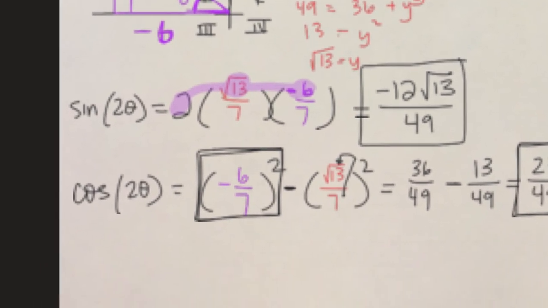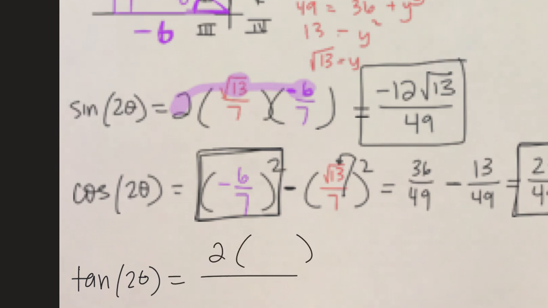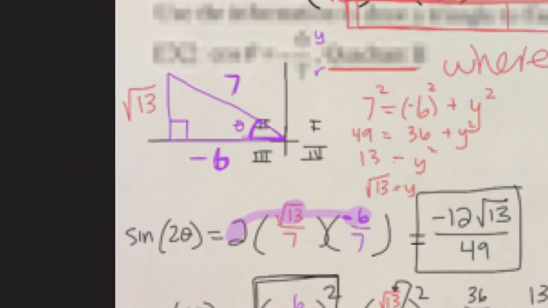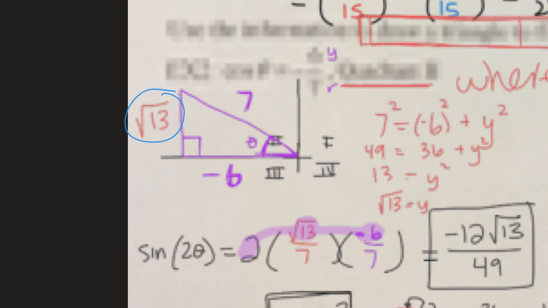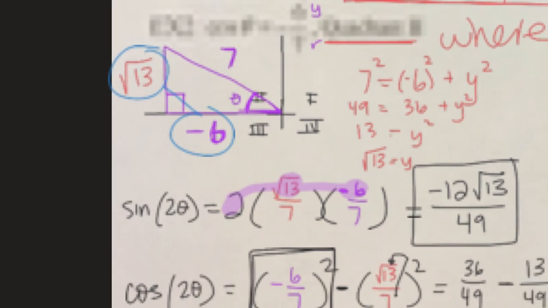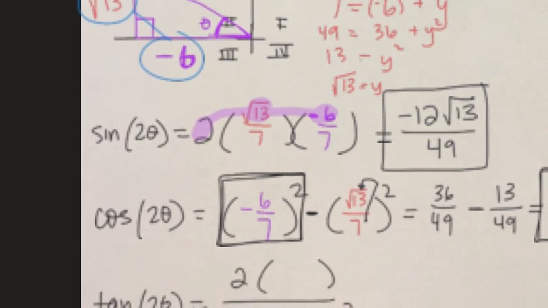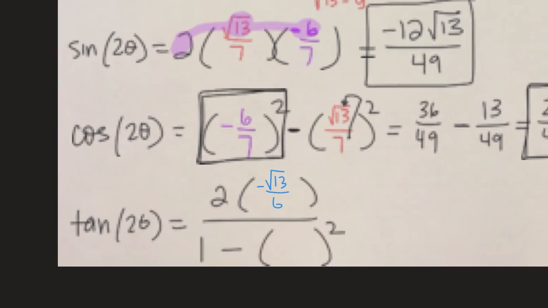All right, let's look at the tan one. So the tan double angle is 2 times the tangent over 1 minus that tangent squared. So let's see what the tan is. So tan is y over x. The tangent is negative root 13 over 6. That's my tangent, the y over the x.